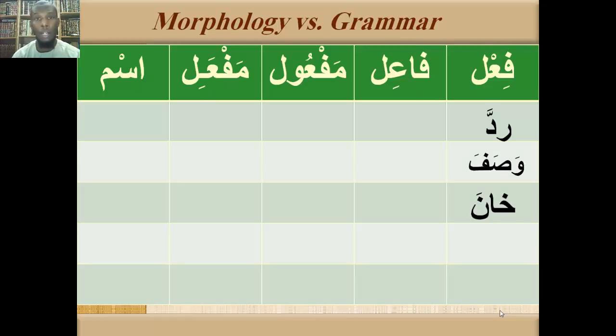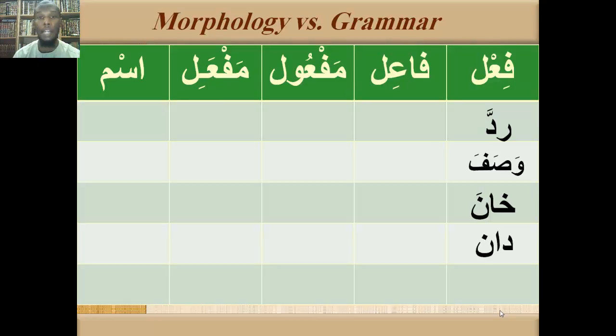Next we have khana. Here the harf illa is in the middle, that aleph, and that aleph is indicative of a waw, but in the past tense we use an aleph to represent it. So khana means he deceived or to deceive. Khana is to deceive. And it's referred to as ajwaf.